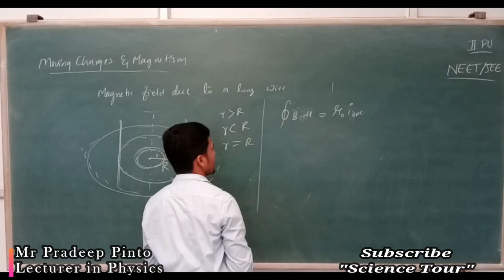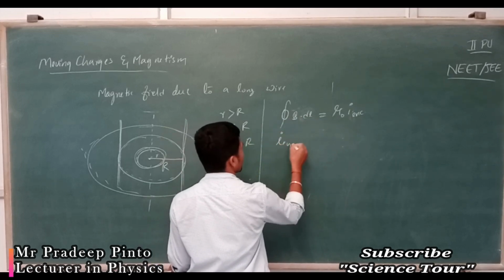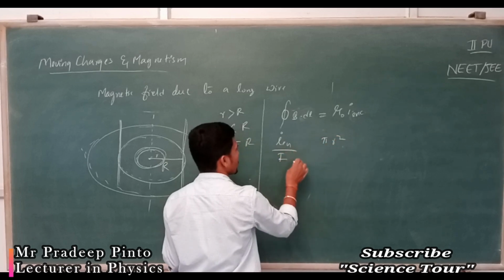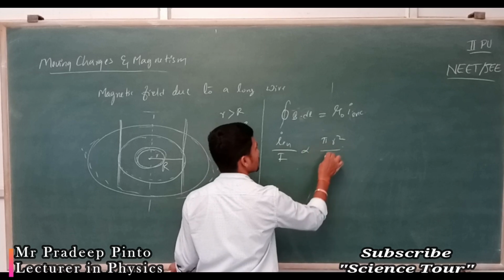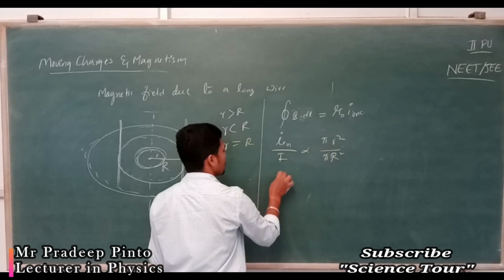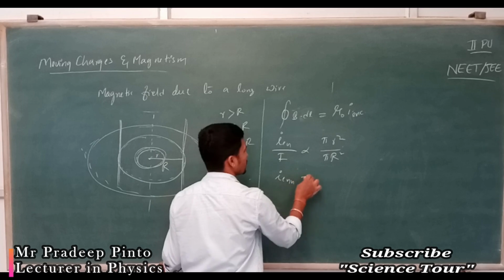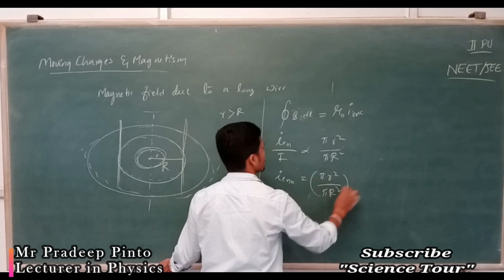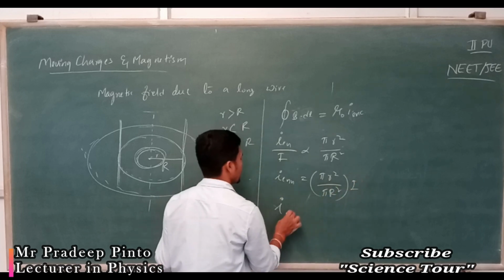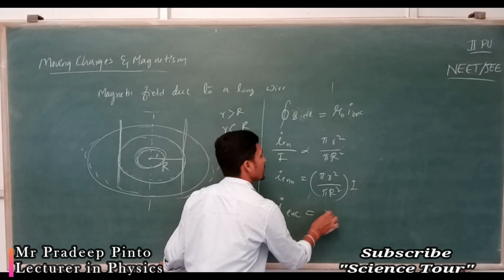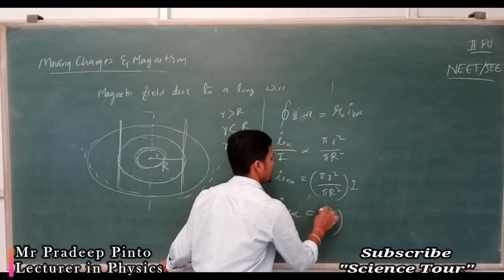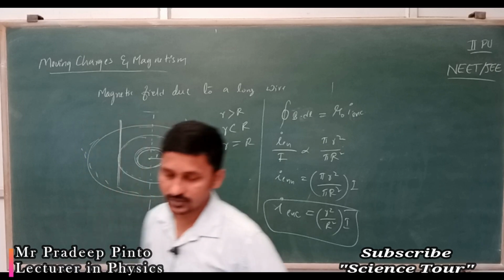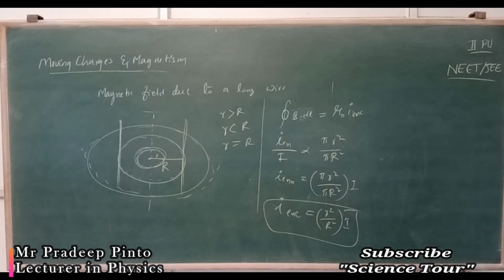So we can write it like this: I enclosed is directly proportional to πr², and the actual current is directly proportional to πR². So I enclosed we are going to write as πr² divided by πR² into I. So I enclosed by that Amperian loop is r² by R² into I, small r square by capital R square, in that way you are going to take.